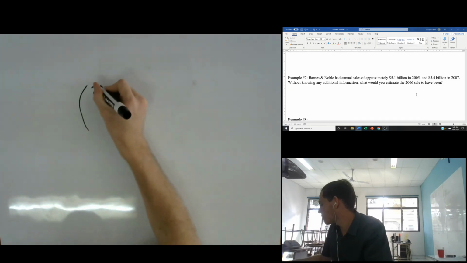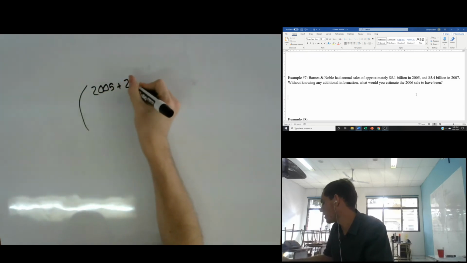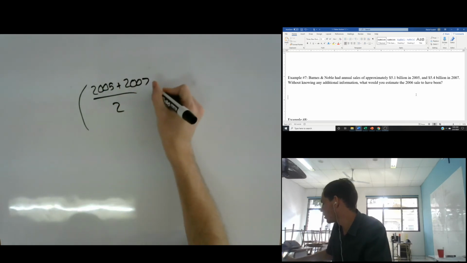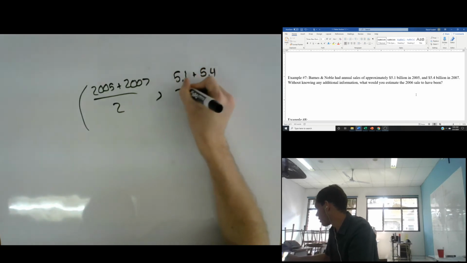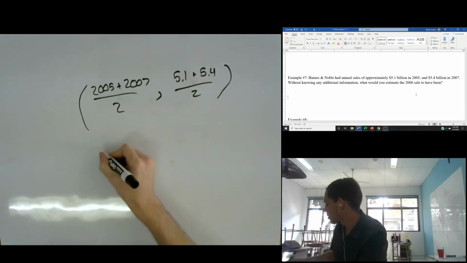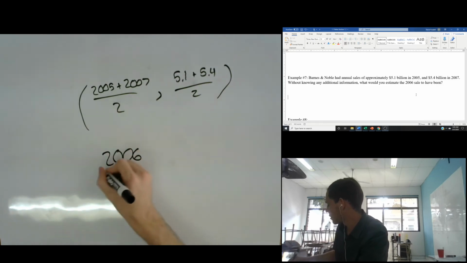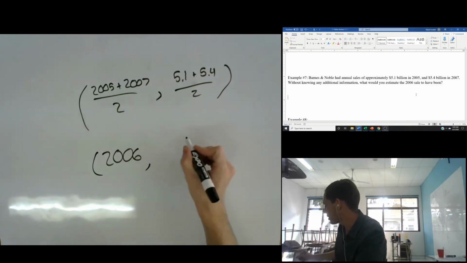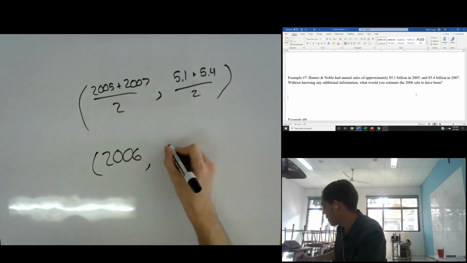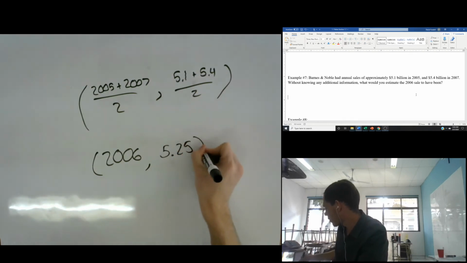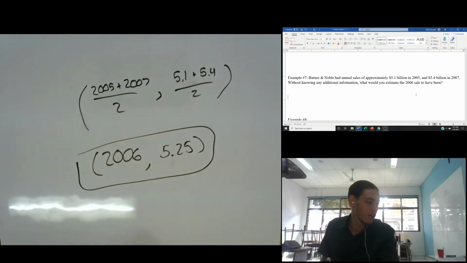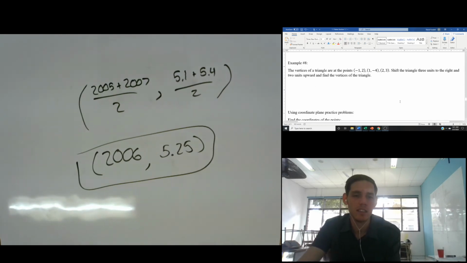So 2005 plus 2007 over 2, comma, 5.1 plus 5.4 over 2. So if you do the math for this, you get 2006. And if you do the math for this, you get 10.6 or 10.5, which would give us 5 point, and I believe that's 5.25. Yep. So this would be our midpoint. Okay? And the actual sales were pretty close. They were 5.26 in the real world.